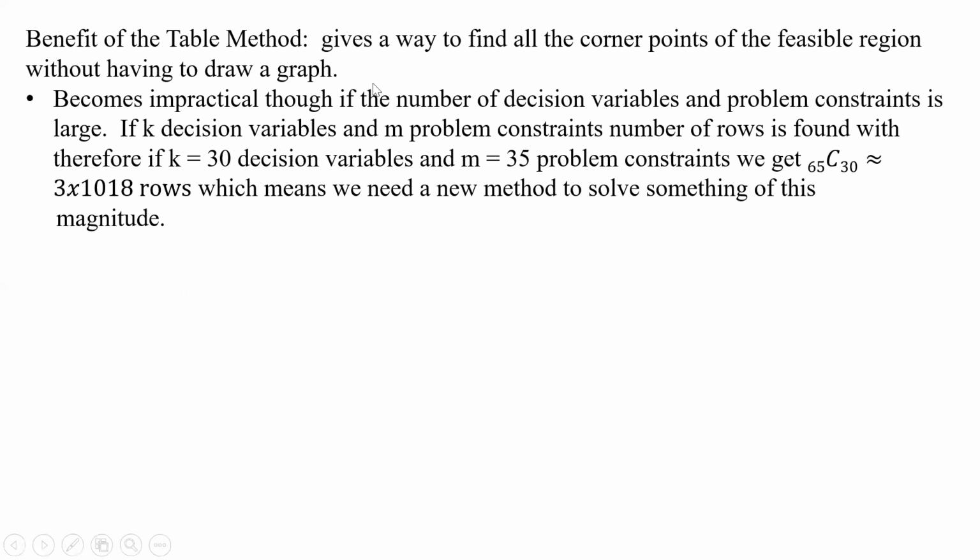But this actually becomes impractical if the number of decision variables and problem constraints is large. So if there are k decision variables and m problem constraints, say k equals 30 and m is 35, then we're going to get 65 choose 30, and that's going to be 3 times 10 to the 18th rows, which means we have to find a new way to do this. I'm not going to go through that many rows, because even with 6, it took a long time. If we had 10 to the 18th, it doesn't matter if that 3 is out in front or not, that's a lot of rows. Okay. So we're not going to do that.